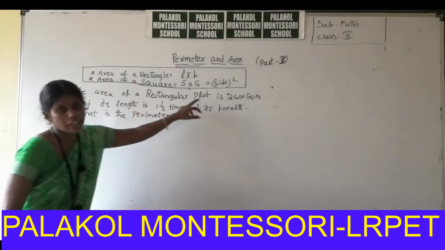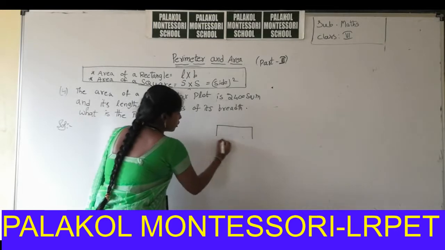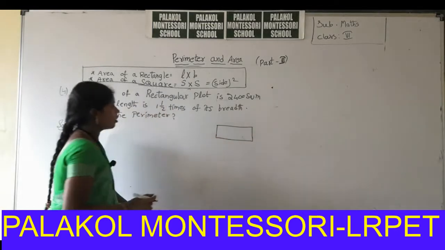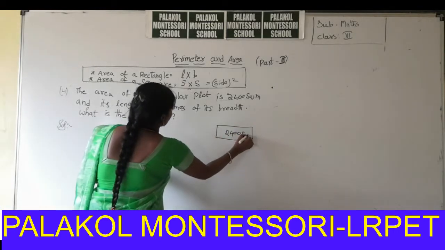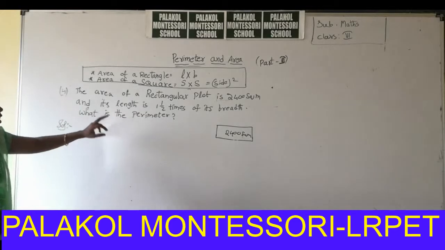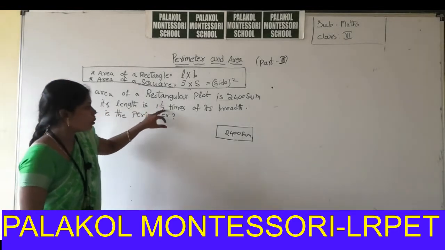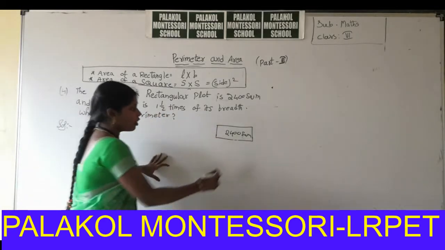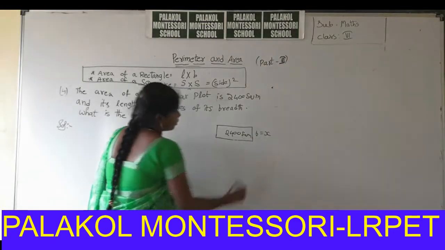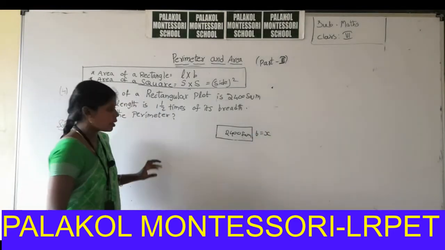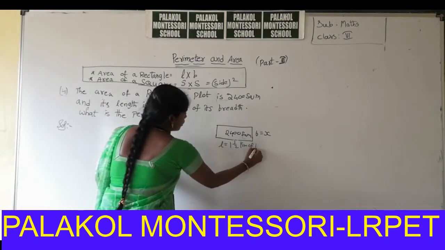So students, in this question we can discuss the rectangular plot. The area of a rectangular plot is 2400 square meters, and its length is 1 1/2 times its breadth. For example, breadth is equal to x. So length is equal to 1 1/2 times breadth.